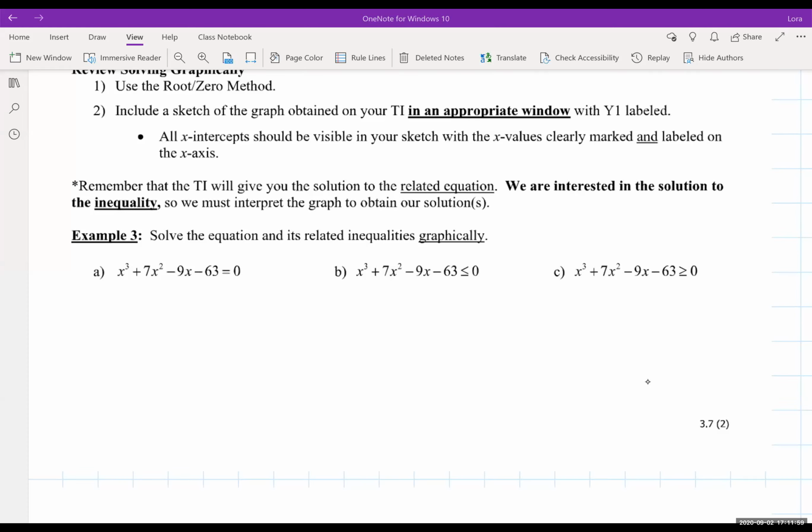Let's revisit solving an equation and its related inequalities graphically. You've done this a lot of times before in chapter 1 and chapter 2 and even before in section 3.3. So nothing is really changing except for the functions getting a little more complicated. Just like we did in the previous sections, the first thing we're going to do is solve the equation first.